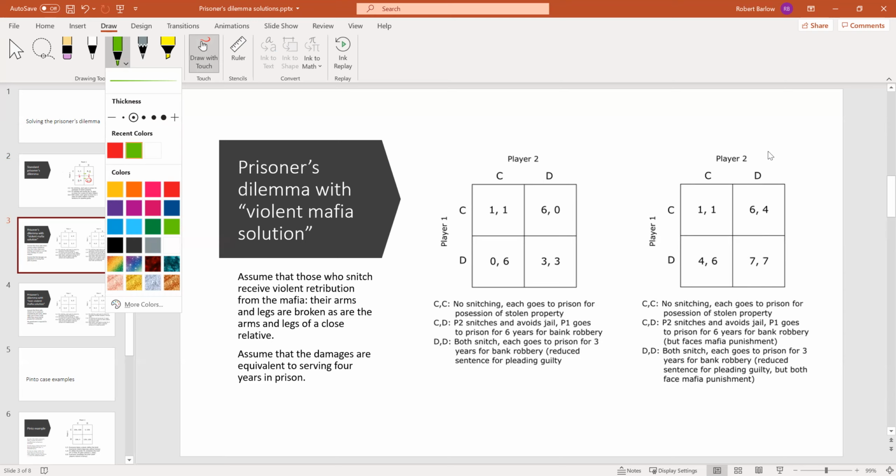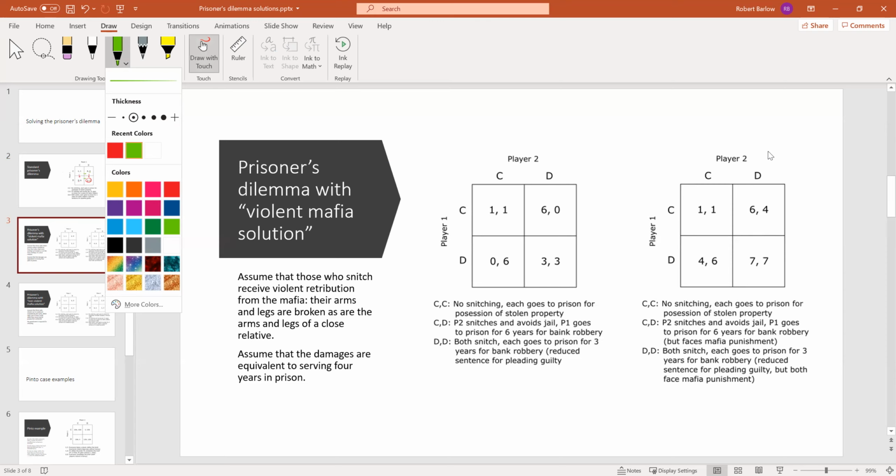And that's equivalent to serving 4 years in prison. And the same is true in this instance. And then even if they both turn on one another, they don't only serve 3 years in prison. Because they've snitched, they have their arms and legs broken. So this completely transforms the game. And we can see that by just following the same steps that we followed in the previous example.